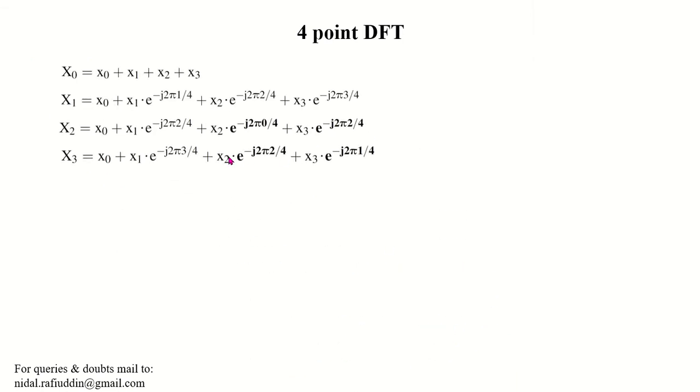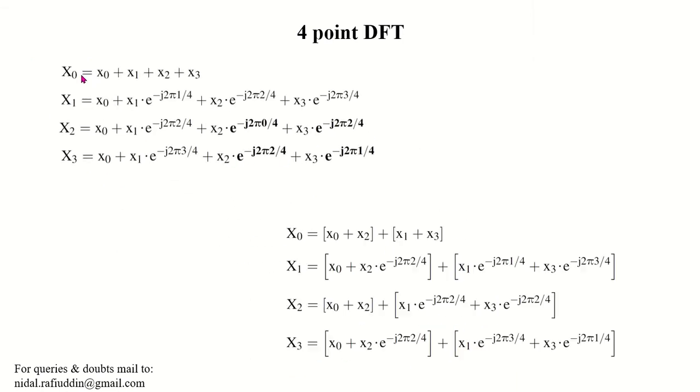So these four sets of equations can further be simplified and written in this form. So now what we did is we have rearranged the terms corresponding to each of these expressions. The even and odd are grouped together. So we have the even terms and the odd terms, x0 plus x2 plus x1 plus x3.